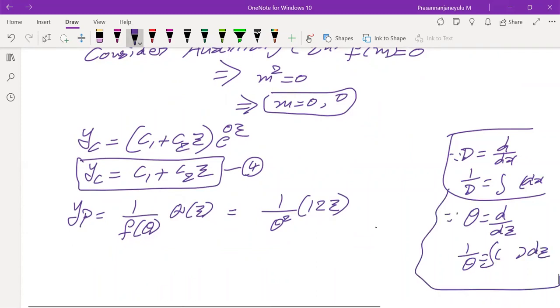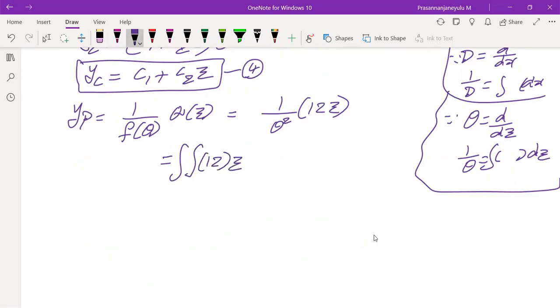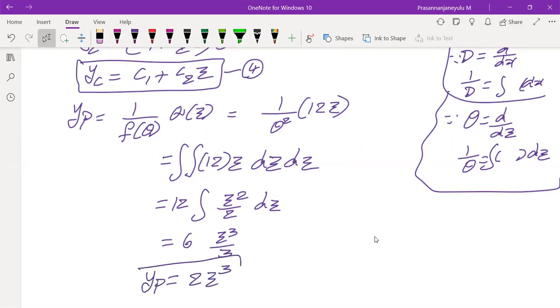Because of this, here we have 1 by θ², which is nothing but integrating twice. So 12 into the integration of z, which is z² by 2, into dz. Bringing the 1 by 2 outside, 12 by 2 becomes 6. The integration of z² dz is z³ by 3. If we do the simplification, 2z³ is our yp. Taking this as equation number 5.